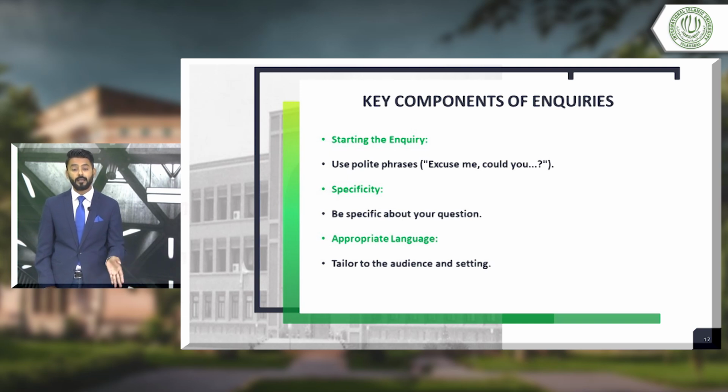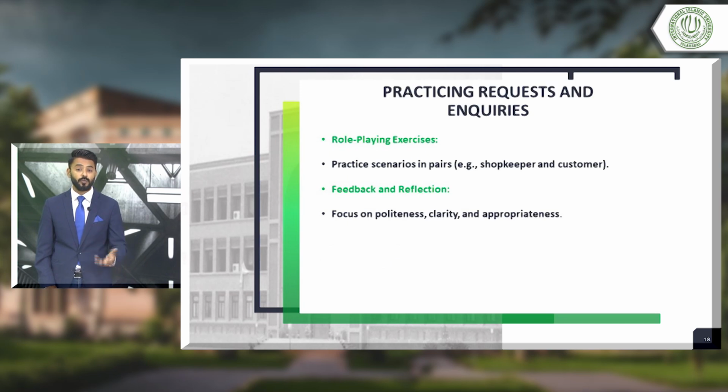That is again what we discussed in the inquiries, in the request, that you need to be specific. The request, or the inquiry, shouldn't be very long. It should be very specific, but it should contain the complete information. And appropriate language, of course, as we said, what type of words you are using and utilizing in that inquiry. So that was about key components of inquiries, and we move towards practicing requests and inquiry.